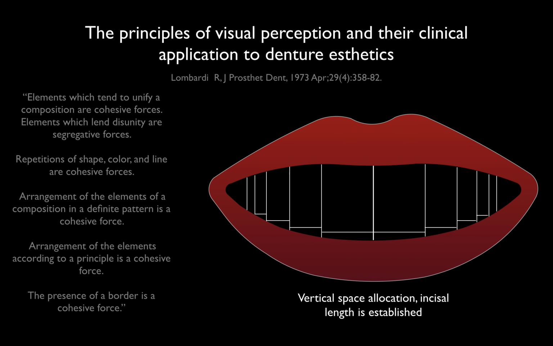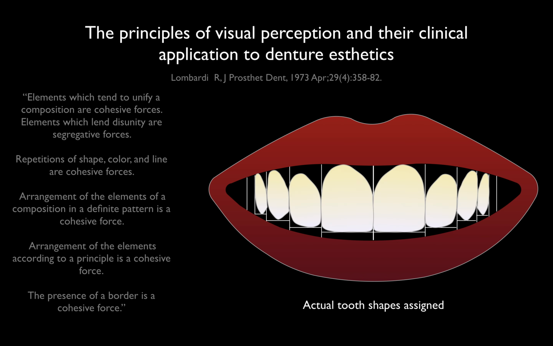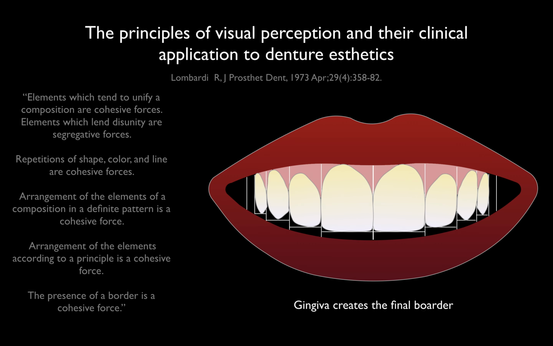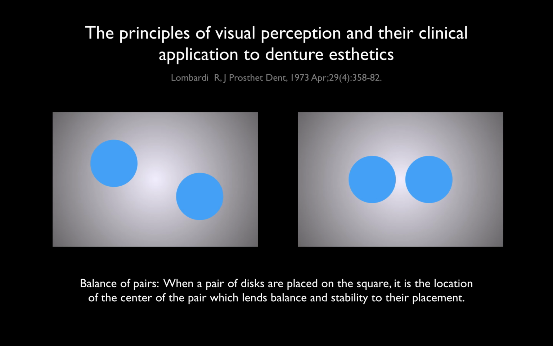Once you've established that, you want to create your aesthetic A point, the vertical space allocation. You want to place your incisal edge, and we typically do this to the smile. Once you've completed that, now you can assign tooth shapes, and this is where you can play around a little bit. But in a perfect world, when we can control everything with the denture setup, this is what we strive for. And finally, the last balanced cohesive force is the gingival display, and it can work in harmony with the lip display.